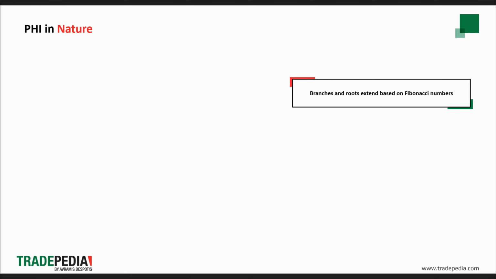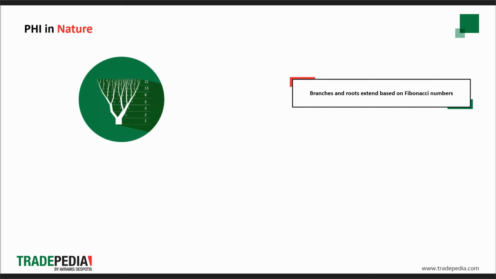So what is the golden spiral? It's derived from the golden rectangle and golden ratio, right? It is basically a formation that is really appealing to the eyes. You can see it everywhere. In nature, we find them everywhere: the golden spiral, the golden rectangle. You can see branches and roots extend based on Fibonacci numbers.